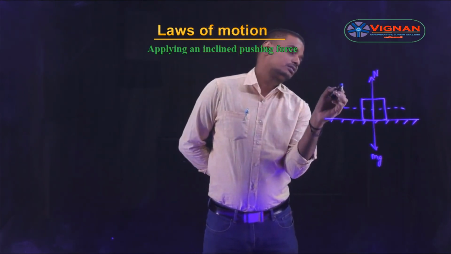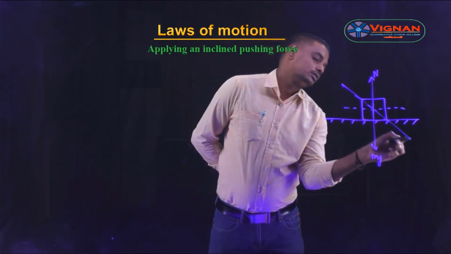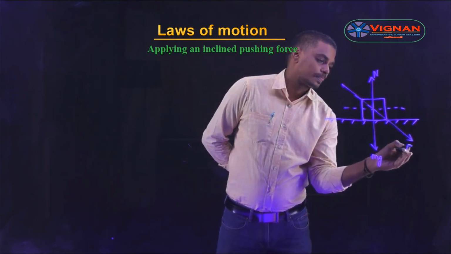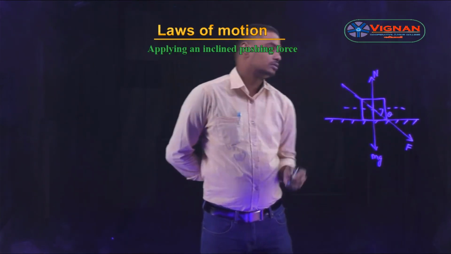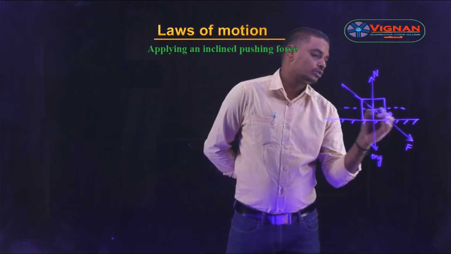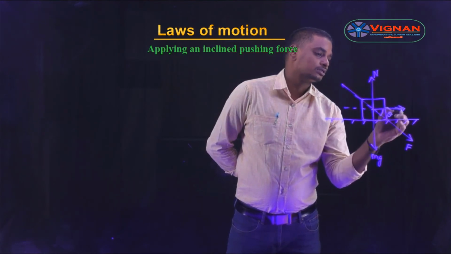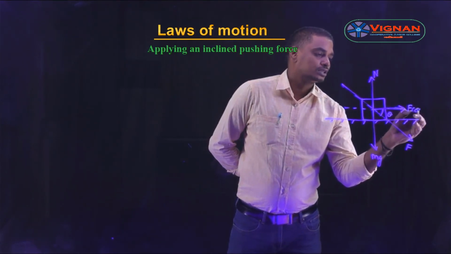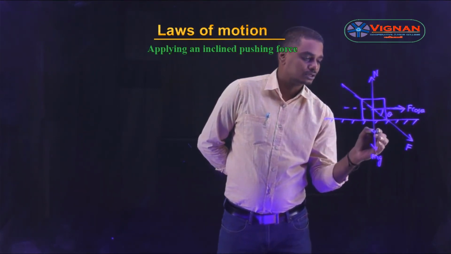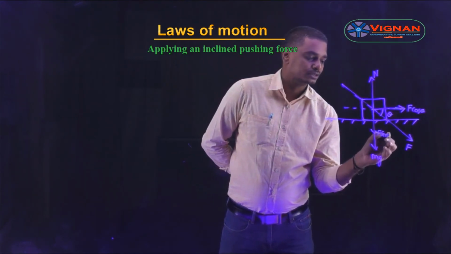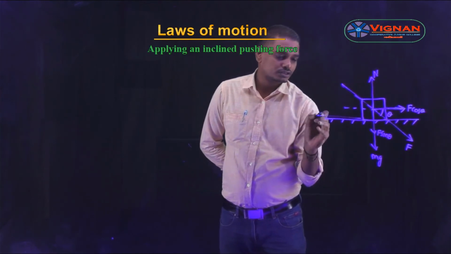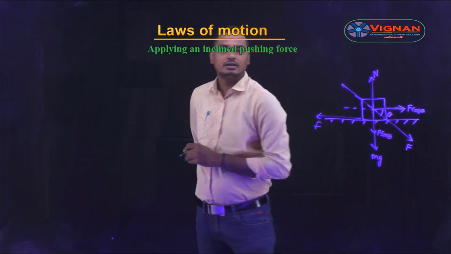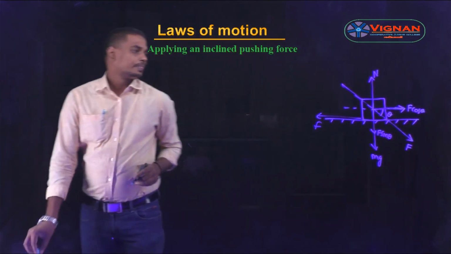Let the force F be applied in this direction, making an angle theta. Resolving this force into two components, in this direction it is F cos theta, and in this direction it is F sin theta. As the force is applied, there is a frictional force tangential to the surface of contact, which is denoted by F.